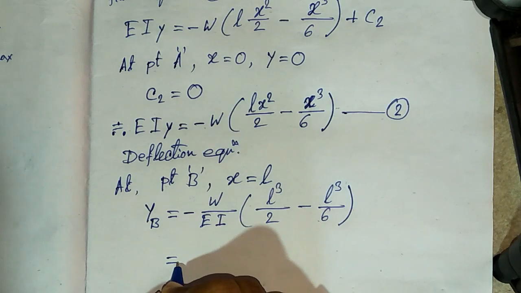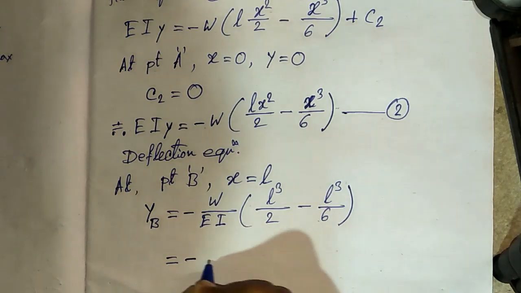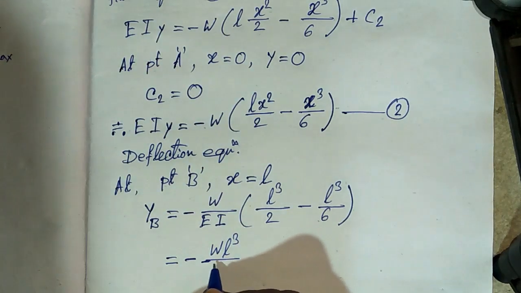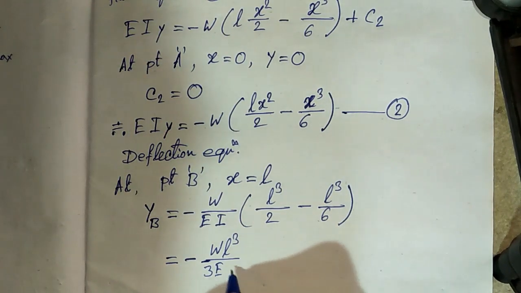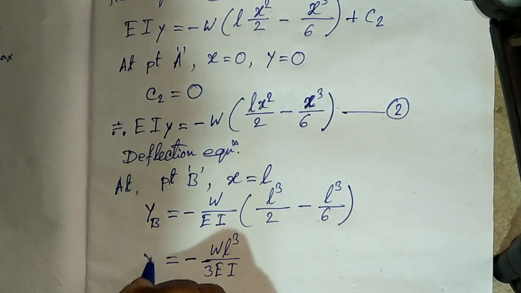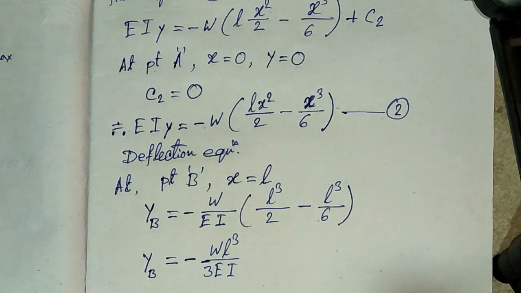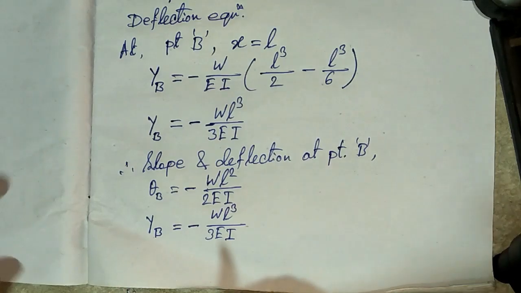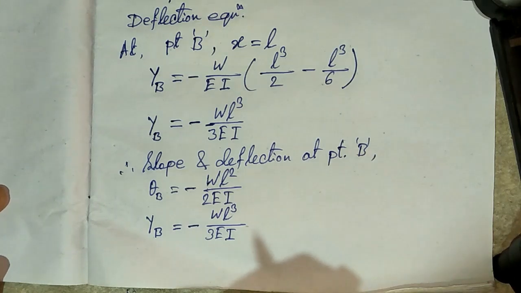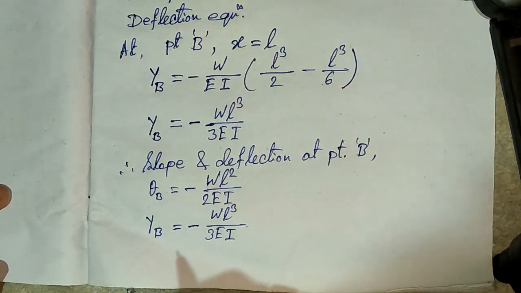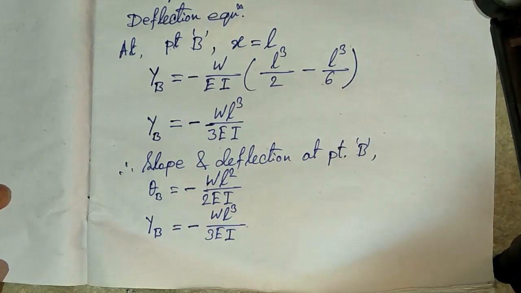So the value becomes minus WL cube by 3EI. This is the deflection at point B. So the slope and deflection at point B are theta b equals WL square by 2EI, and yb, the deflection at point B, is minus WL cube by 3EI.